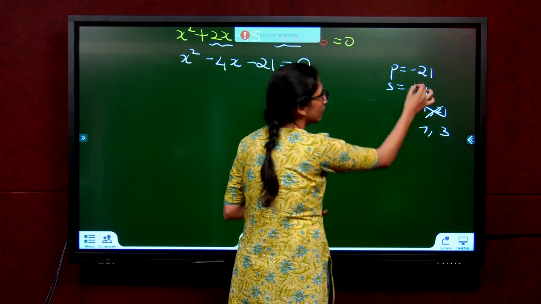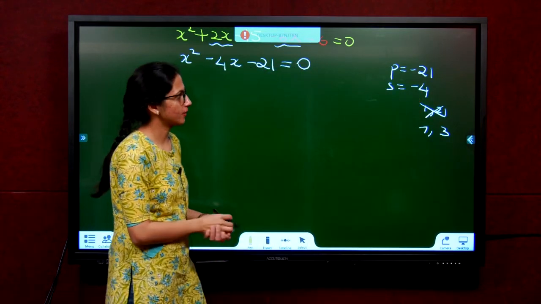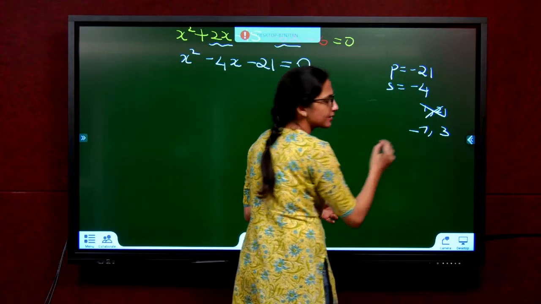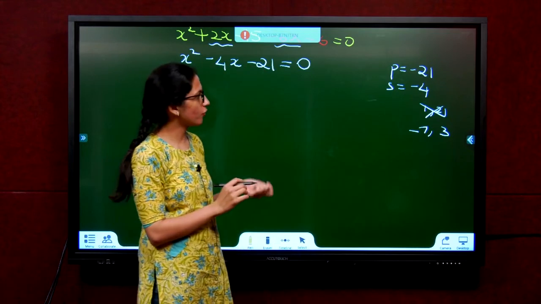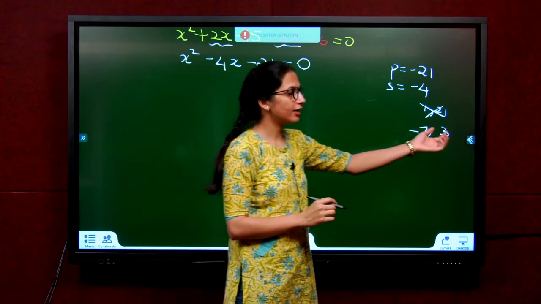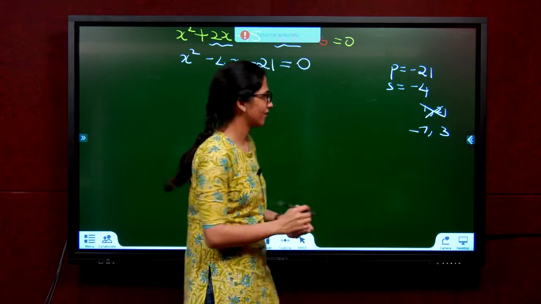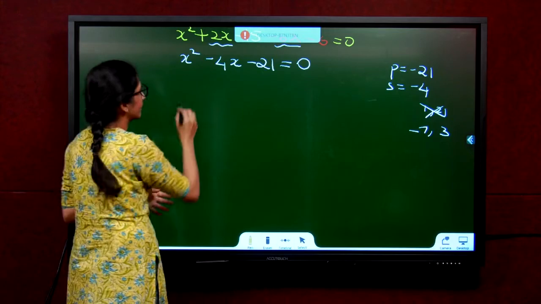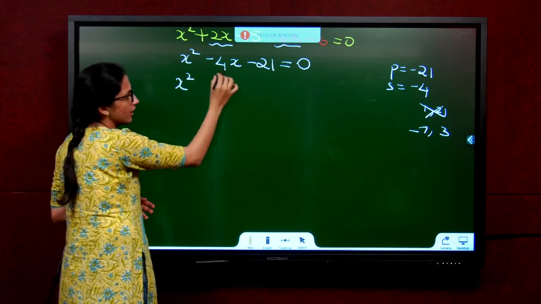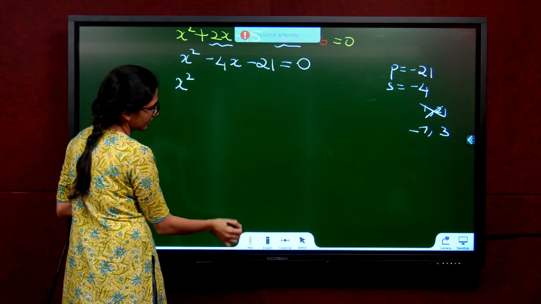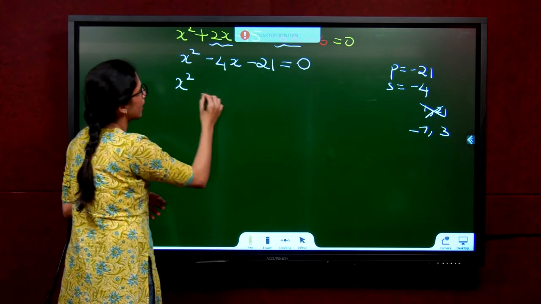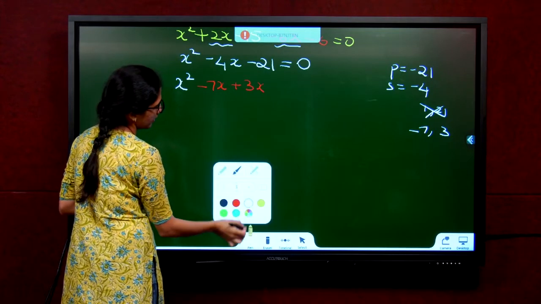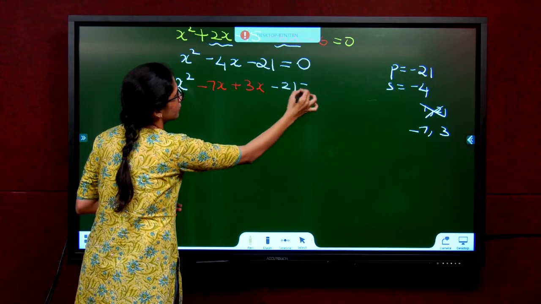1 and 21 will never give you 4. 7 and 3, will it give 4? Yes, possible. But I want minus 4. How do I get minus 4? Minus 7 plus 3, minus 4. Also minus 7 into 3 is minus 21. Therefore, you can say the split of the terms are minus 7 and 3. So what do we do here? X square minus 4x is written as minus 7x plus 3x minus 21 is equal to 0.